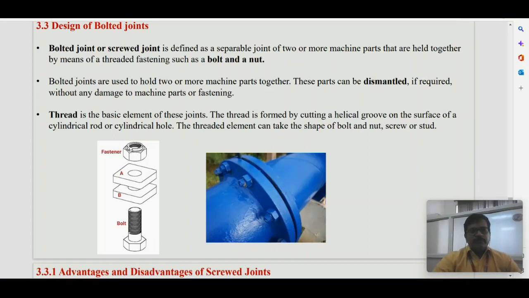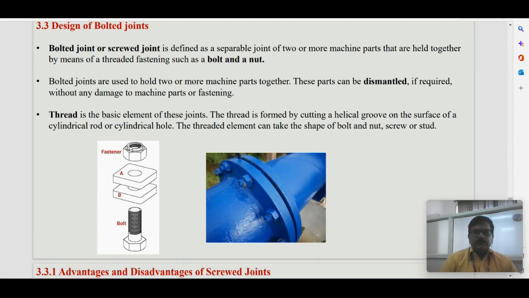Design of bolted joints, also known as the screw joints. The machine parts can be held together by means of a threaded fastening such as a bolt and a nut. This is a temporary fastening method. The parts can be dismantled if required without any damage to the machine parts.